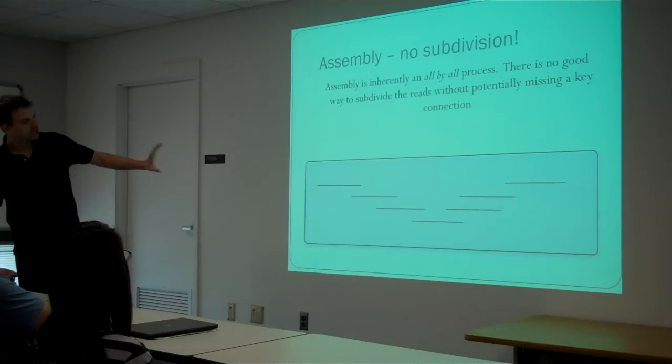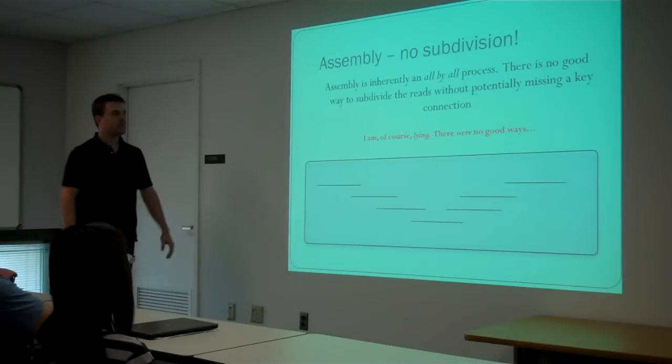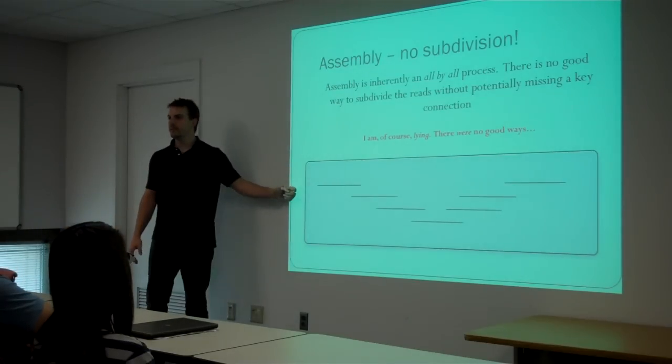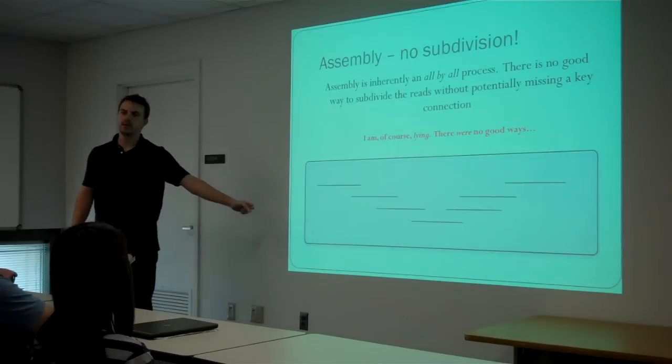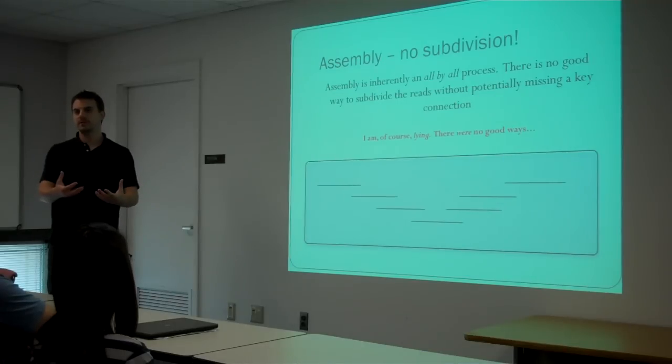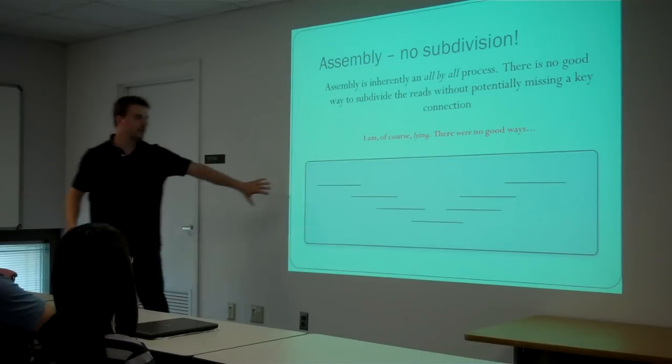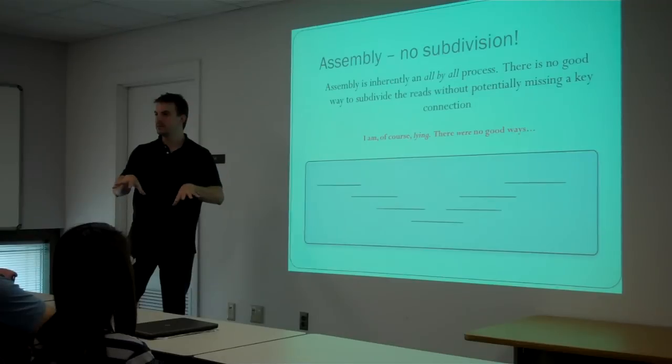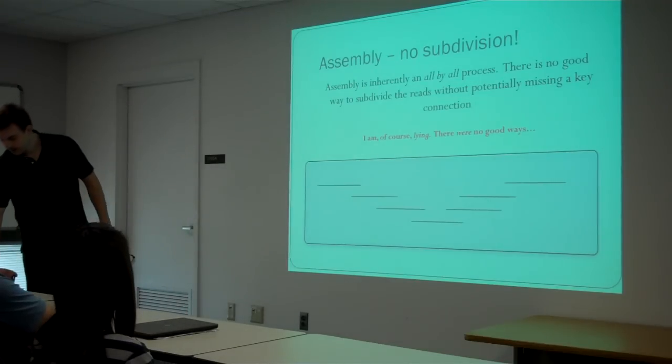So when I show you this graph, I'm of course lying. Because the answer is there were no good ways of subdividing this. And one of the things that our group has done is figure out how to make use of the underlying biology of the samples, as a way to partition the data sets into disconnected subsets efficiently.